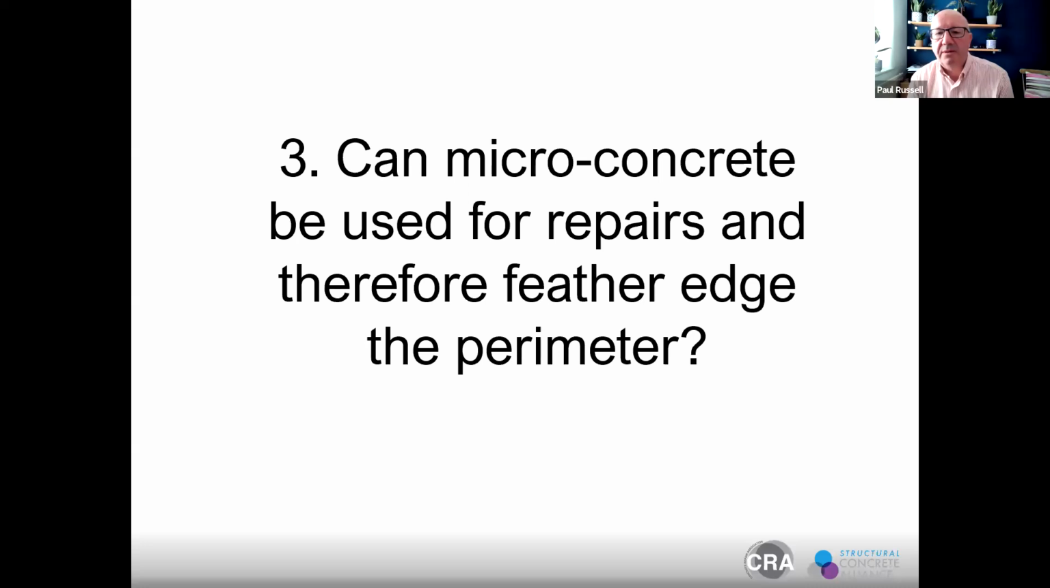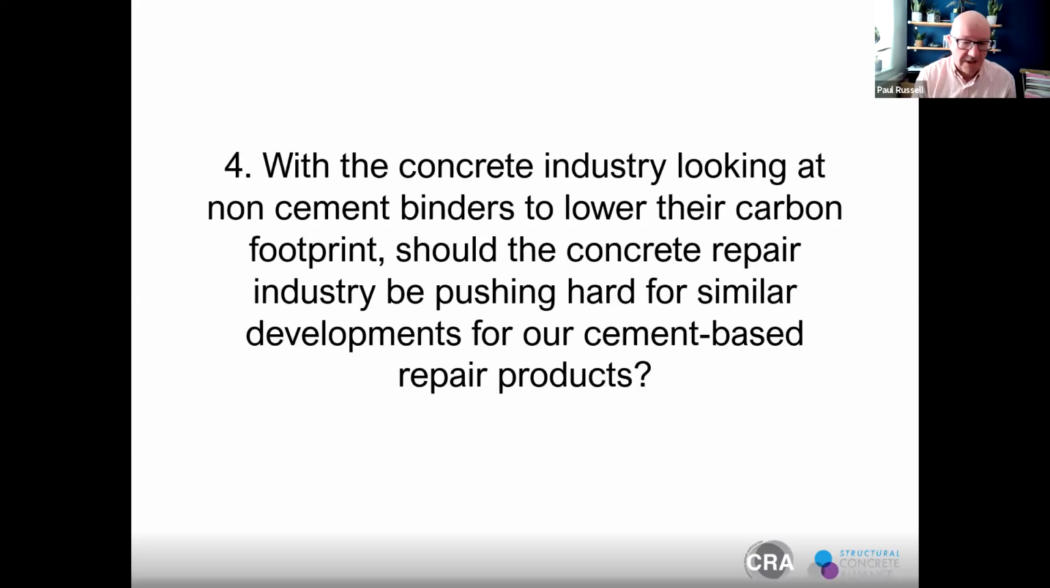Can we move on to our next question, which I'm going to ask Chris Orme to cover. With the concrete industry looking at non-cement binders to lower their carbon footprint, should the concrete repair industry be pushing hard for similar developments for our cement-based repair products? Over to you, Chris.